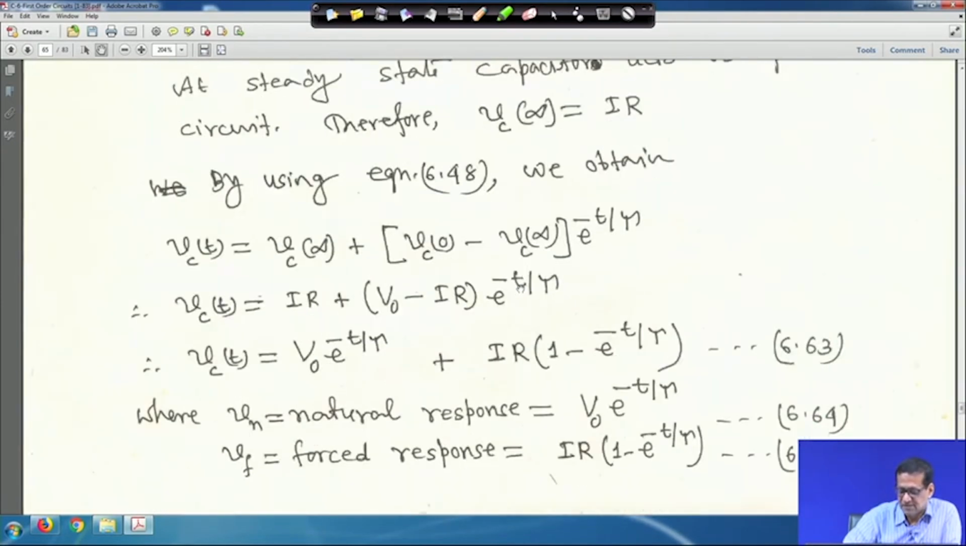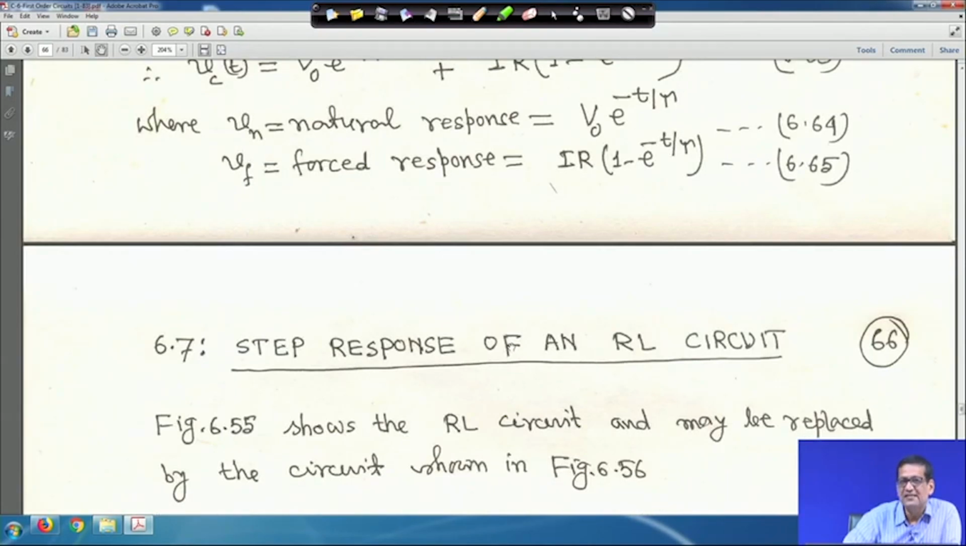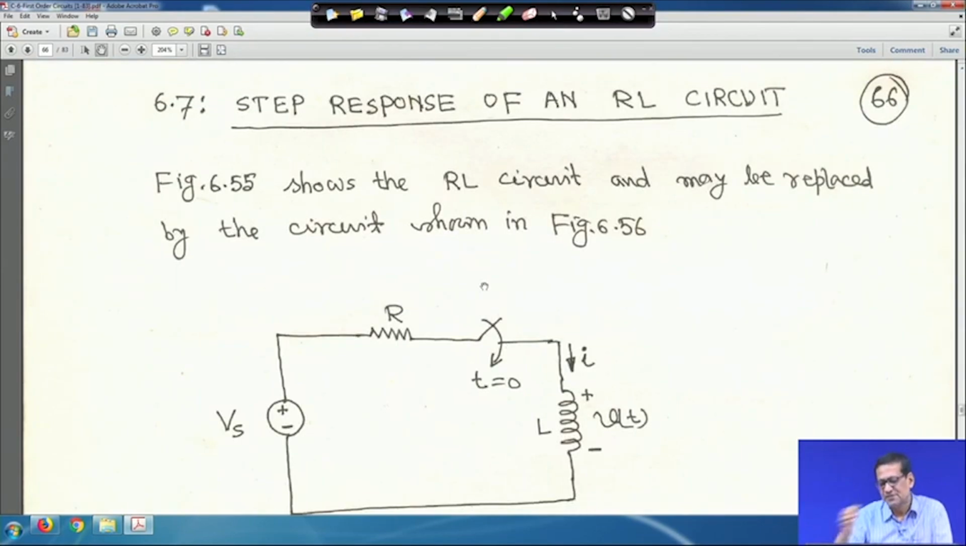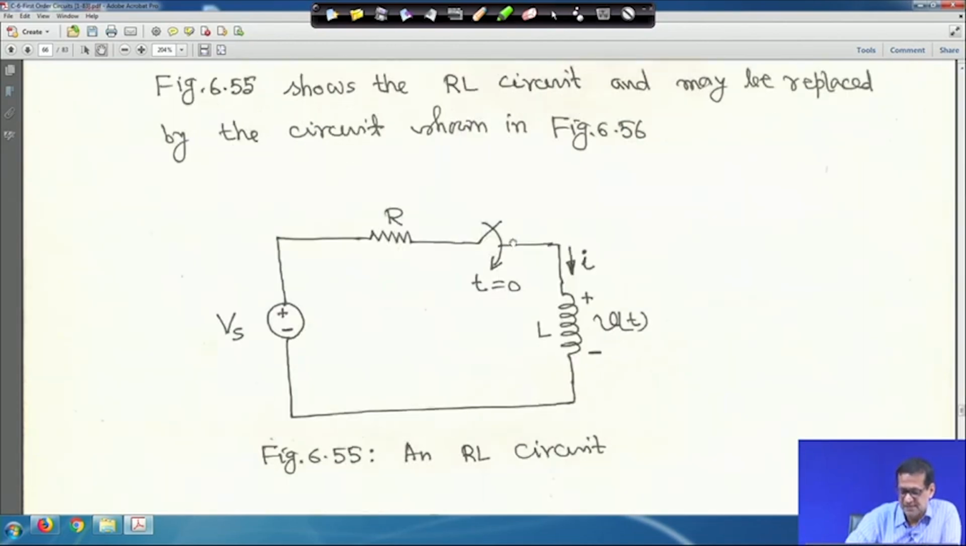Now next is the step response of an RL circuit. In this case, figure 55 shows the RL circuit, which may be replaced by the circuit shown in figure 56. Suppose that at t equal to 0, the switch is closed. This is a simple RL circuit, the way we considered the RC circuit. This is L, the voltage across the inductor is v(t), the polarity is marked plus minus, and this current i is flowing.